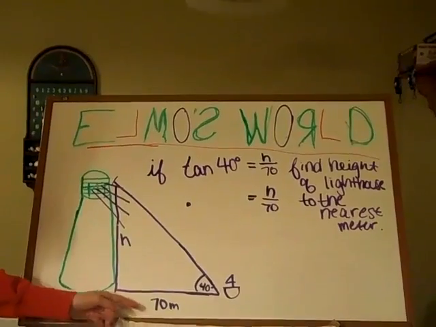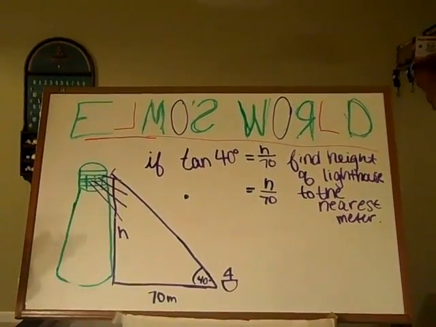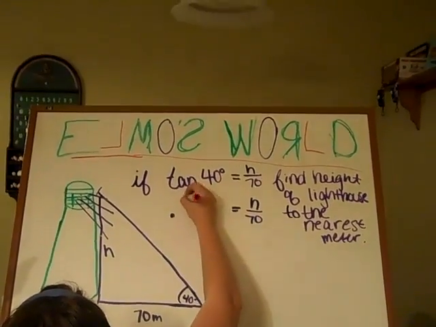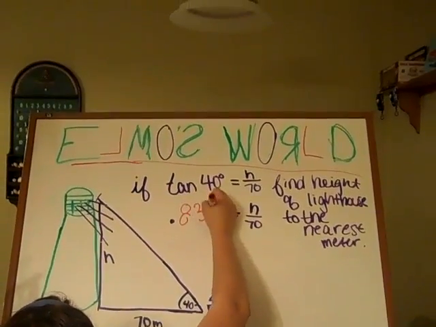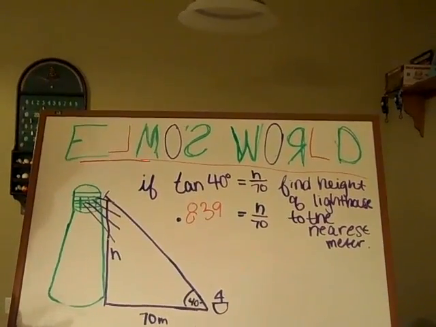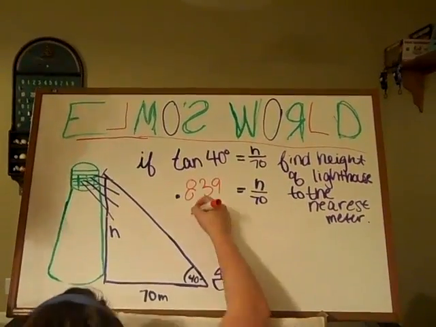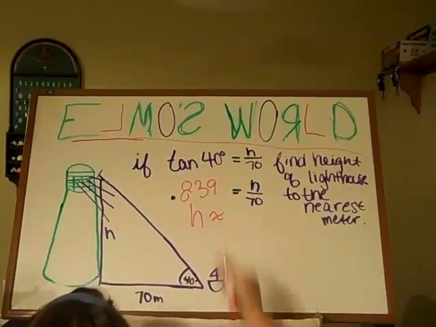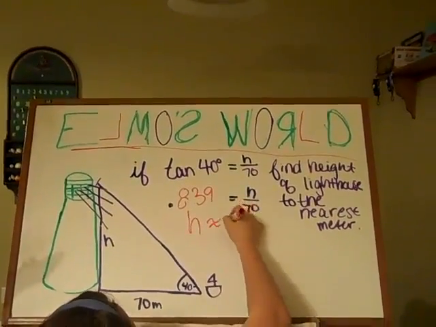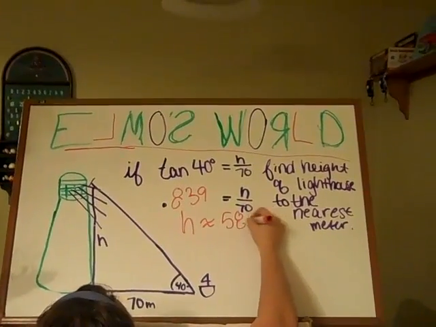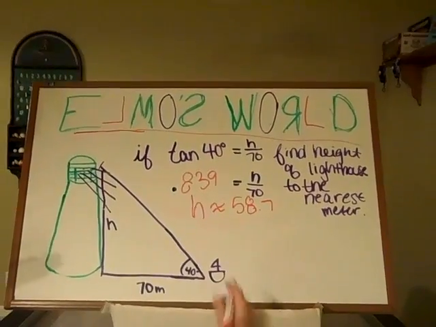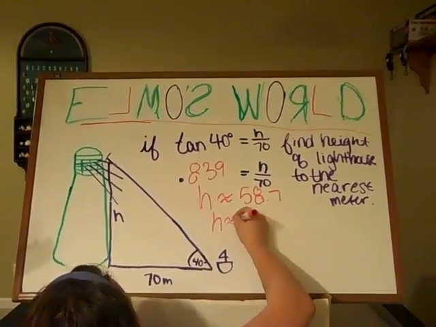So the tangent of 40, we can plug that into a calculator, and we find out that it is about 0.839. And we know that that equals h over 70. So then to find the height, we can cross multiply, and we get h equals roughly 58.7. It will be helpful to use a calculator for that math. Okay, so then rounding up to the nearest meter, h equals approximately 59 meters.